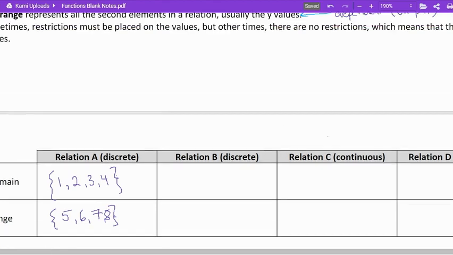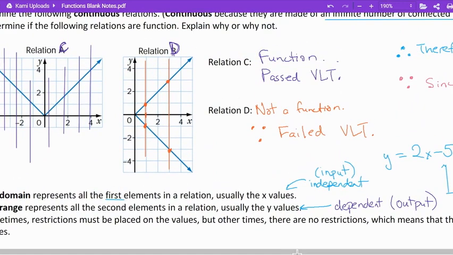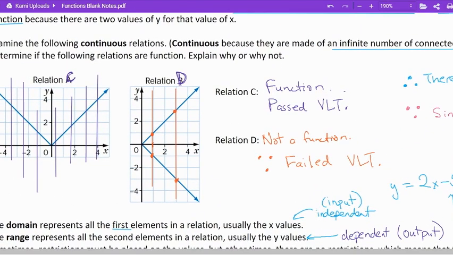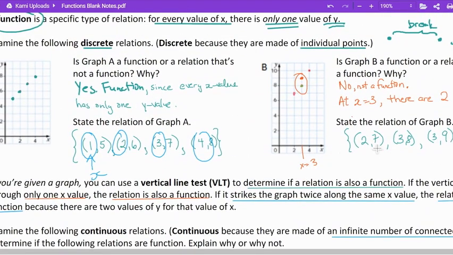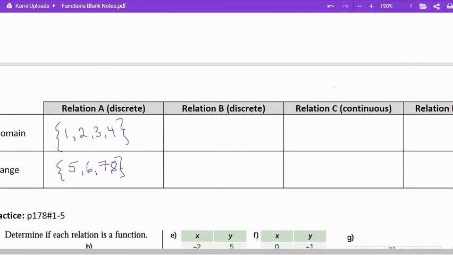Now in relation B, again, discrete. So once again, we'll just be listing the discrete values that we have. Let's look back here. So for the input or for the domain, the x values, we have 2, 3, 3, 4. And since 3 comes up twice, we don't have to list it twice. Okay? And the range, 7, 8, 9, 10. So once again, we are stating just the values 2, 3, and 4. It doesn't matter that the 3 shows up twice.